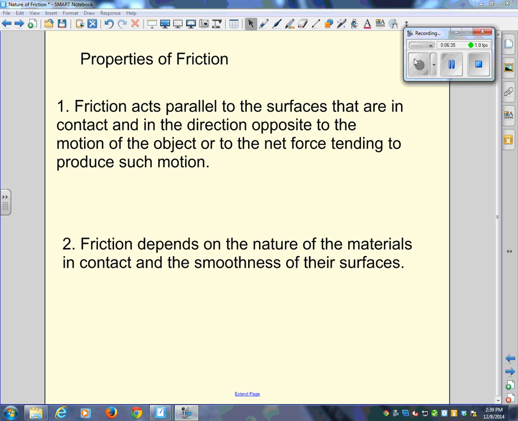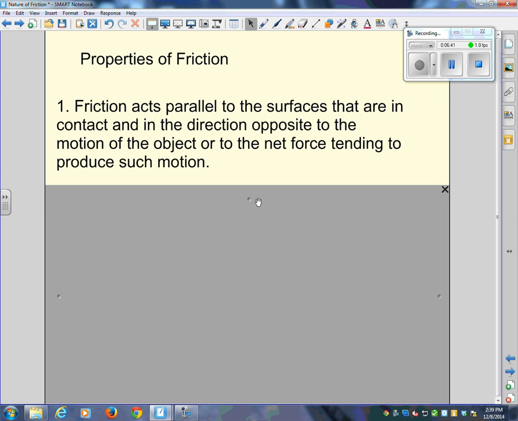Okay, some properties or characteristics of friction. The key here is the word parallel. Friction is always parallel to the surfaces that are in contact, and it's always opposite to the motion. What if there is no motion? For example, if I push against this big counter, obviously it's not moving, there is some friction holding it in place, it's bolted to the ground. But the friction is still opposite the force. So it's parallel, and it's opposite the motion. Always, always, always opposite the motion.